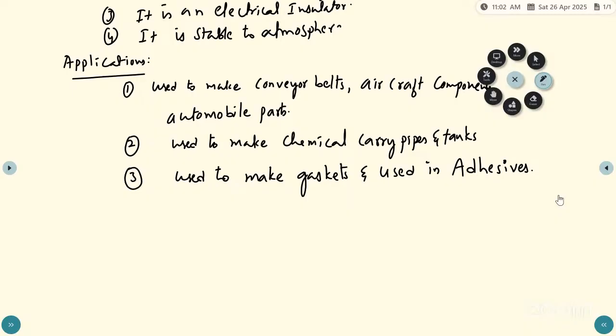And next, used to make chemical carrying pipes to transfer chemicals from one area to another. And tanks, chemical storage tanks, are also made from Buna N rubber. And finally, used to make gaskets and in adhesives and gums, this rubber is also used. Okay, and this is about the rubber.